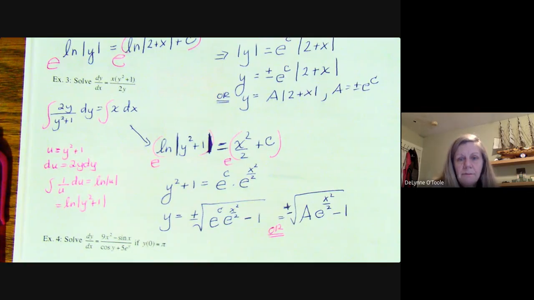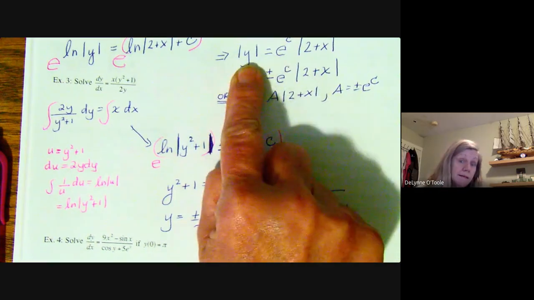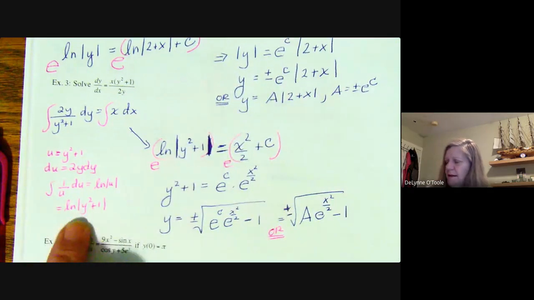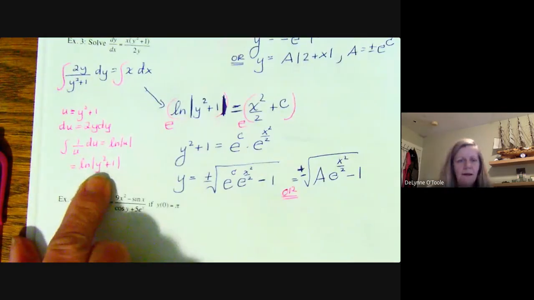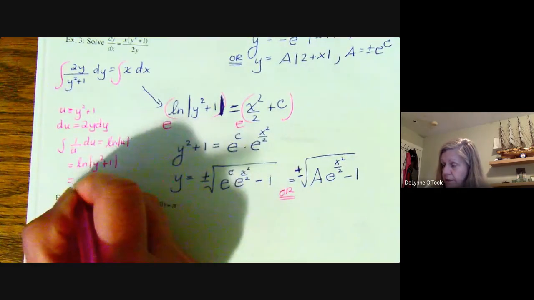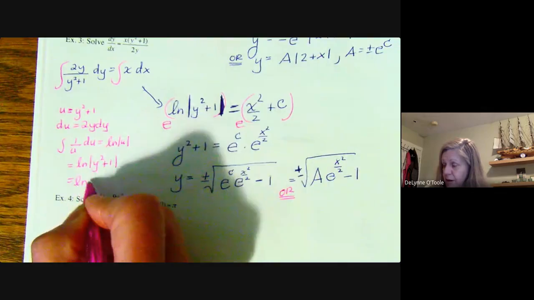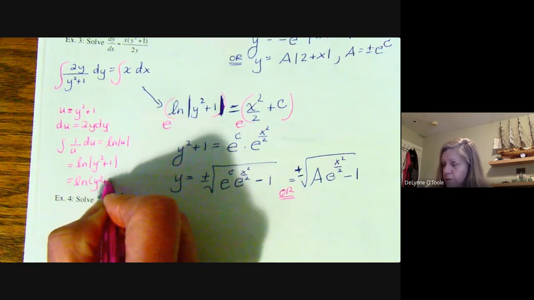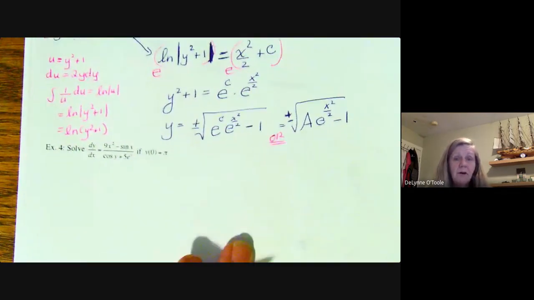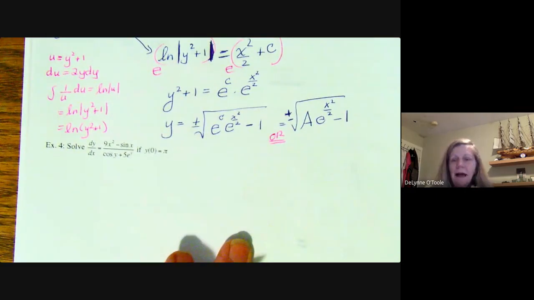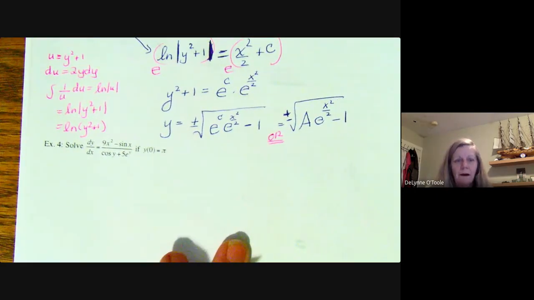What's true about y squared plus 1? It's always positive. Yeah, it's always positive, unlike y, which could be positive or negative. I could have even left off the absolute value symbols at this point. I could have said that's the same thing as the natural log of y squared plus 1. Because if it's always positive, we don't need the absolute value symbols around there.